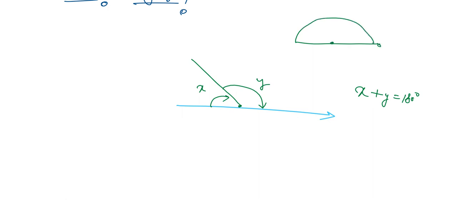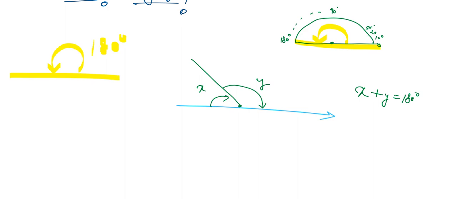If you compare with the protractor, you would have 0 degrees, then 10, 20, 30 degrees, up till 90 degrees, and further it extends to 180 degrees. So this line, from 0 to 180 degrees, has a measure of 180 degrees. Any straight line has a measure of 180 degrees. So since this is my straight line, X plus Y equals 180 degrees. Seems clear?